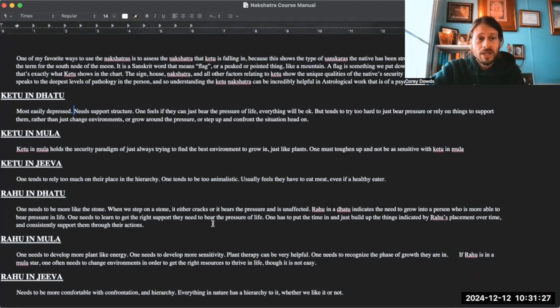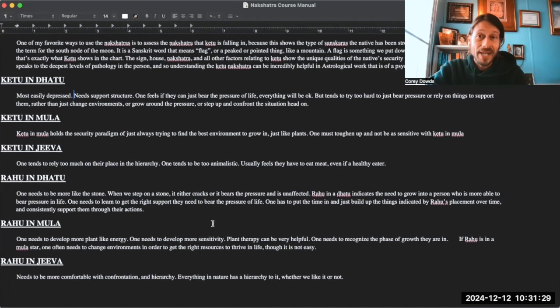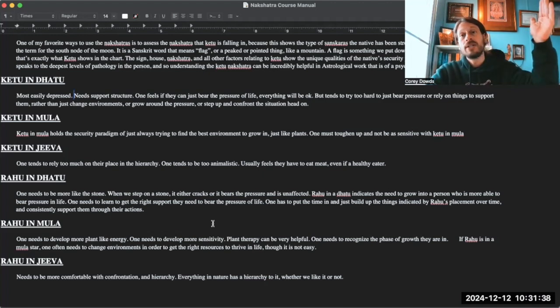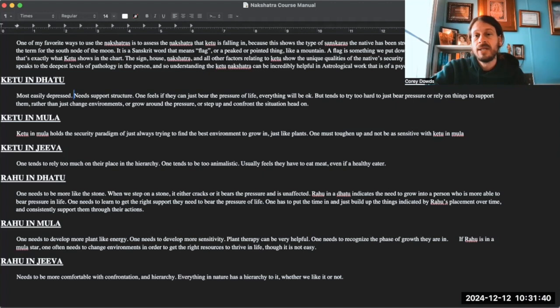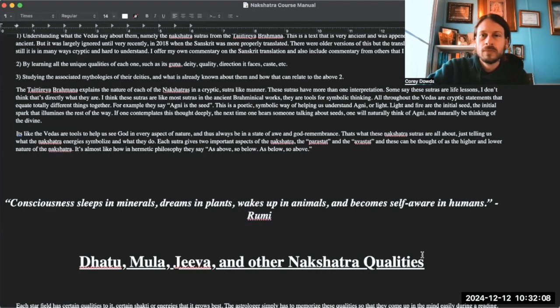And then Rahu in Jiva, one needs to be more comfortable with confrontation and with hierarchy. And everything in nature has a hierarchy to it. And one must be more comfortable with where one is at in the hierarchy, or else just try harder to get up. So that's sort of a simple breakdown.